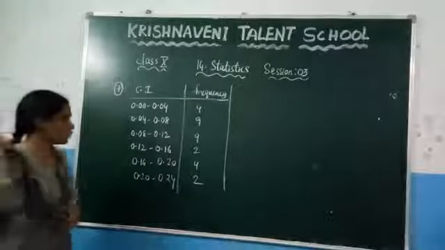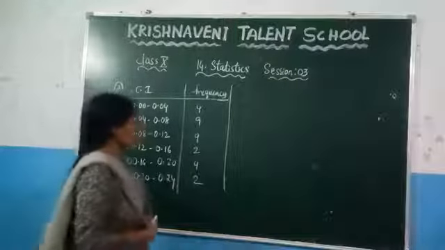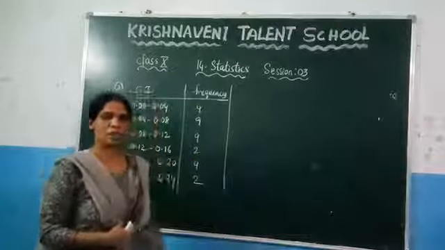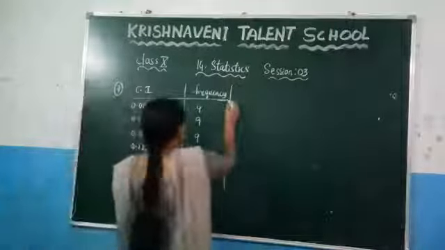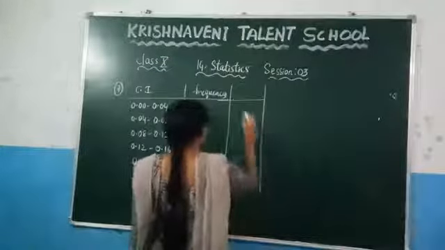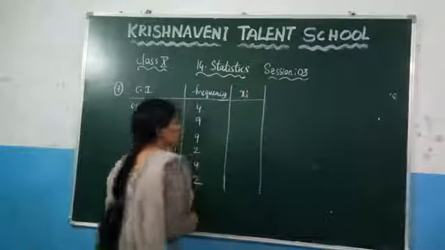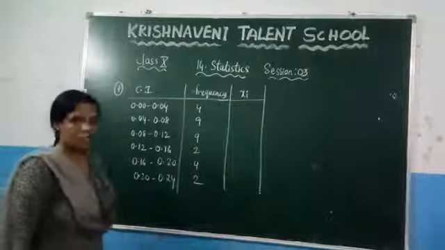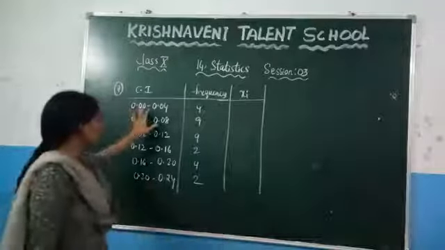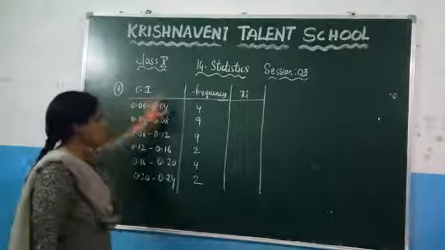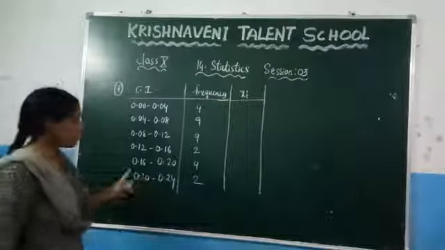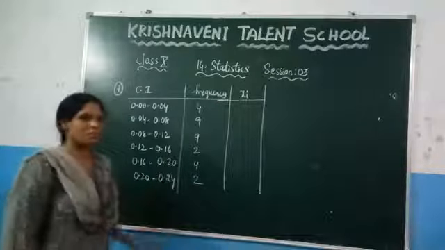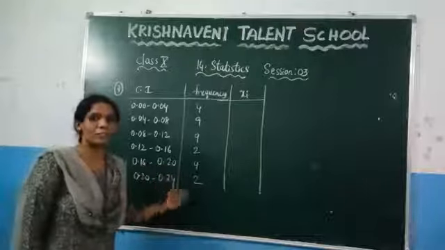By using this data, you need to find the value of the mean. So if you want to find the value of the mean, what is our next column? You just need to write the class mark, which is denoted by xi. Now, if you want to write the class mark, what do we need to do? You need to take the lower limit plus upper limit by 2. And as we have discussed before, it is nothing but the middle term.